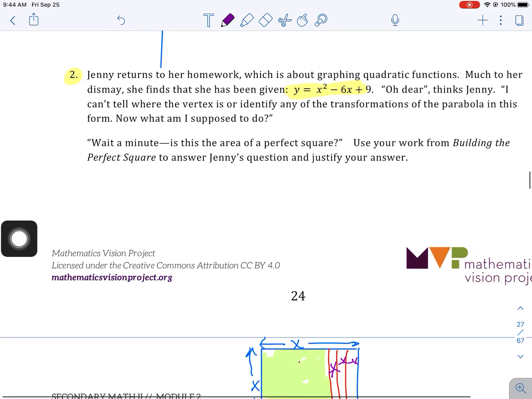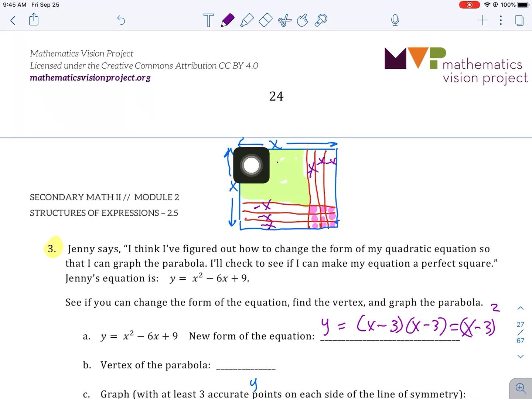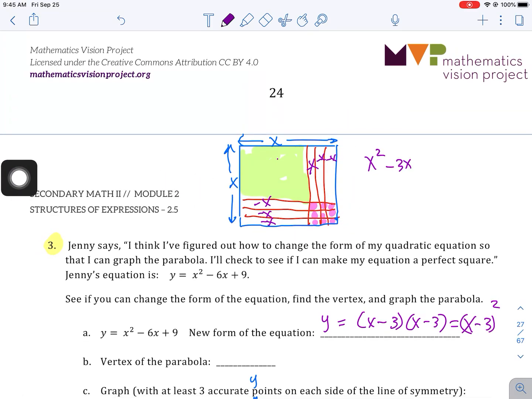Here's another one, x squared minus 6x plus 9. If you think about the side length as being x for this square, and then the height being x for this square, and you were to take away 3 from this side, and you were to take away 3 from the height, what you could see is we have x squared. We've subtracted 1, 2, 3. So we subtracted 3x. And then over here we've subtracted another 3x.